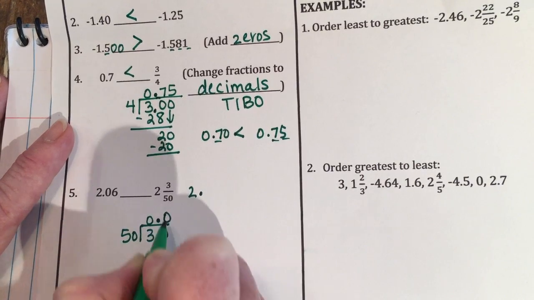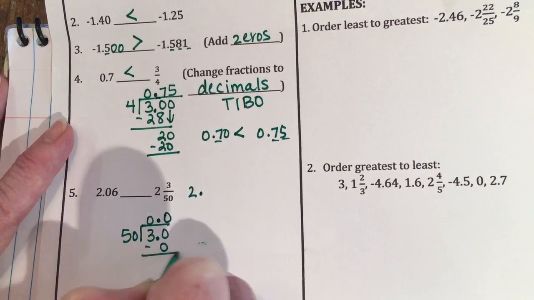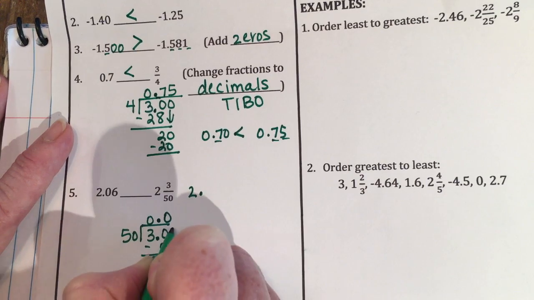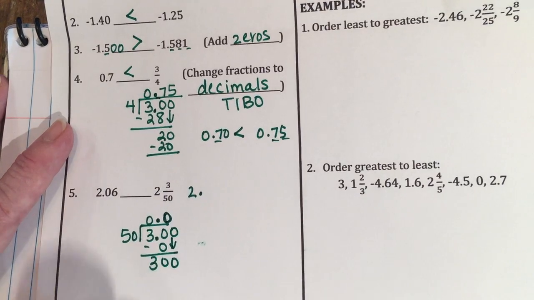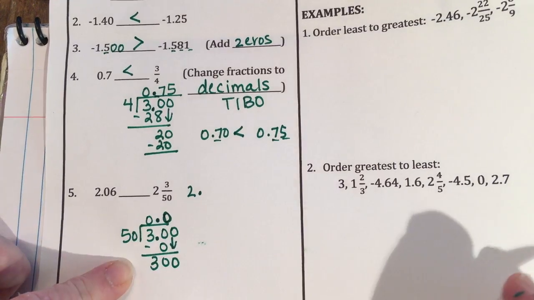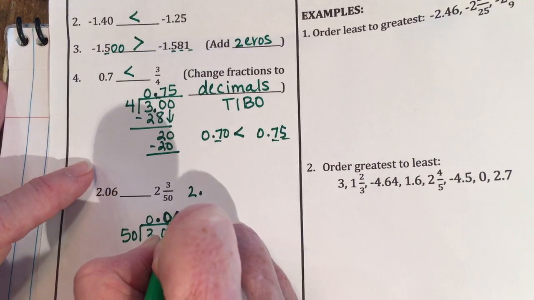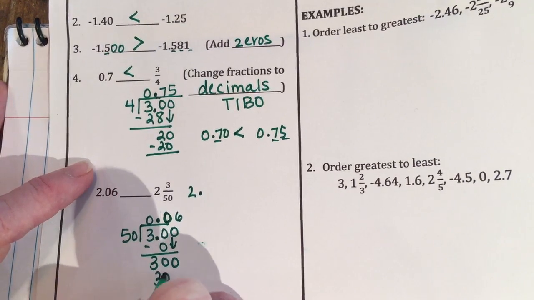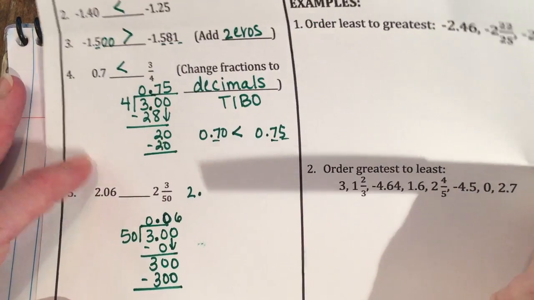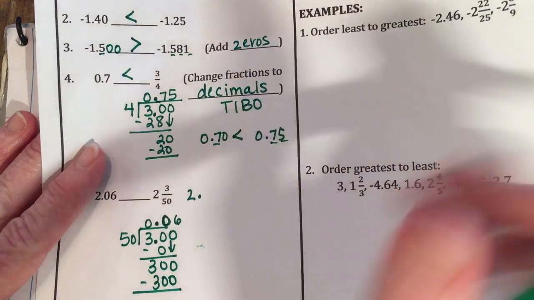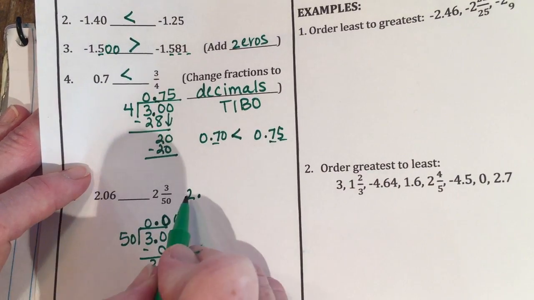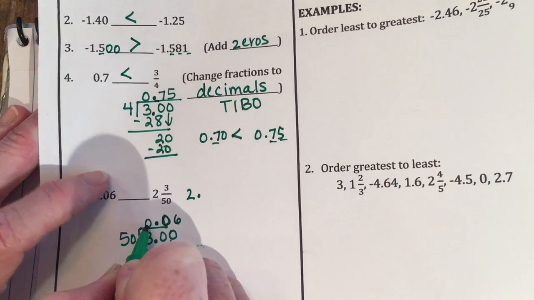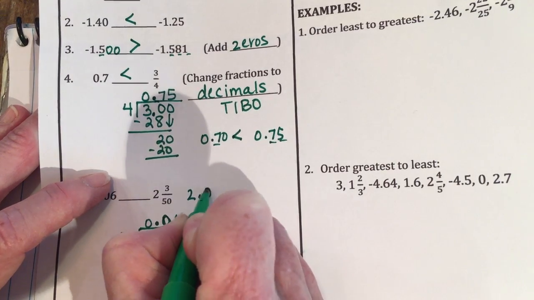So you're going to say 0 times 50 is 0. And I get 30, and now I can bring another number down. Don't forget about this 0. All right, so how many times does 50 go into 300? Well, 5 times 6 is 30, so 6 times 50 is 300. So this ends up being 3/50 is 0.06. Because of the whole number in front of the fraction, I'm going to have a whole number in front of my decimal. So instead of 0.06, I'm going to have 2.06.